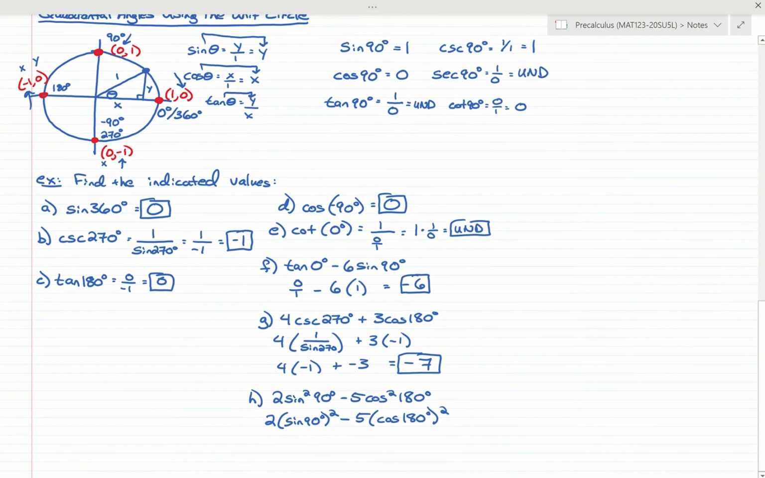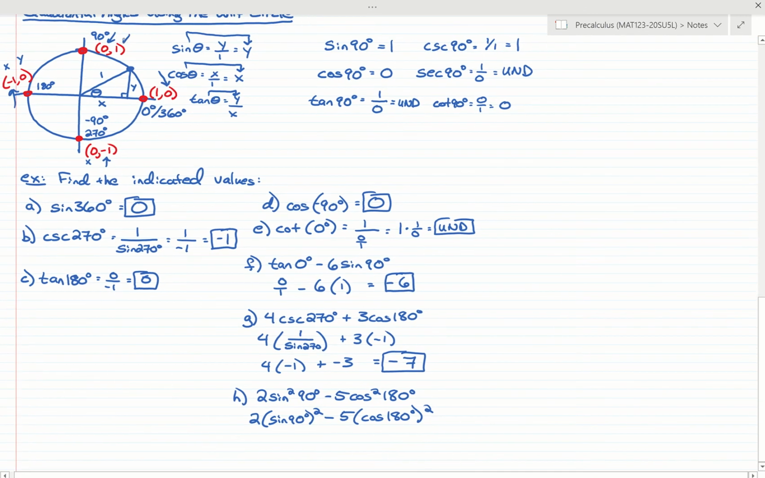So the sine of 90 is the y value at 90, which is 1. 2 times 1 squared is just 2, minus 5 times the cosine of 180. Cosine, remember, is the x value. Negative 1 squared is 1, so 2 minus 5 is negative 3. That's how we handle quadrantal angles.